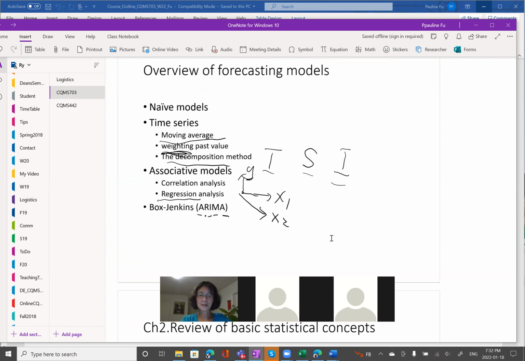Yeah, hi, Professor. So what does the T, S, and I stand for again? Decomposition: this T represents the trend, this S seasonal, for example, spring, summer, autumn, winter, 4 seasons. And this I represents index. Okay, we'll talk about the details in chapter 3, chapter 5 actually.